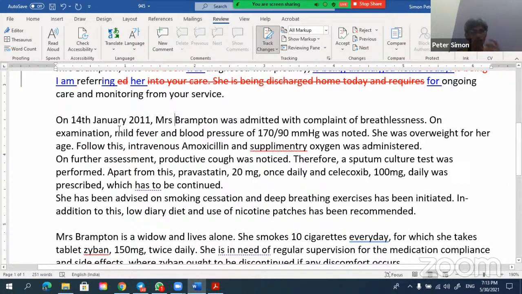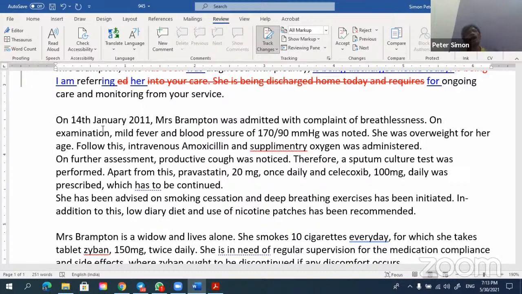On 14th January 2011. Don't say 14th January. When you say 14th January, you have to say "the". On the 14th of January, you have to say, or just write 14 January. Why are you using ordinal numbers? Ordinal means a definite one, only the 14th will be there. So you must write "the". So don't make that mistake. Then if you do that, it will be a double mistake.